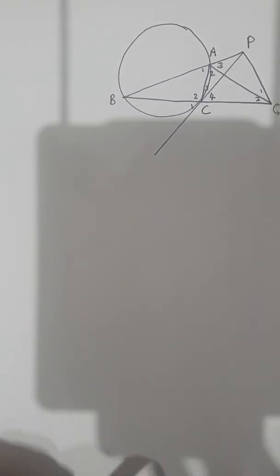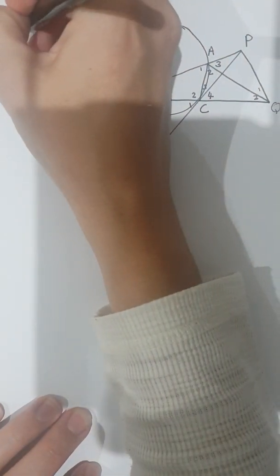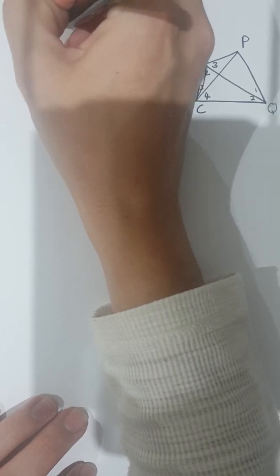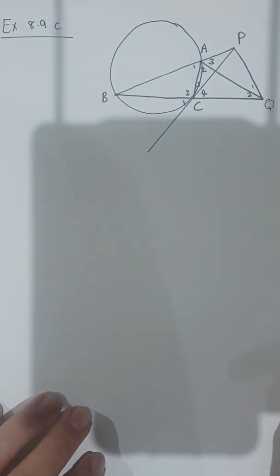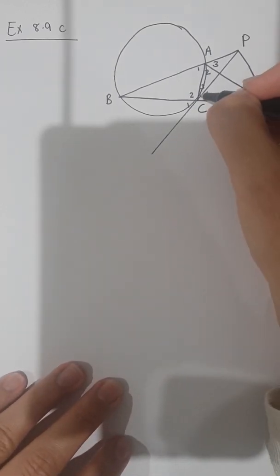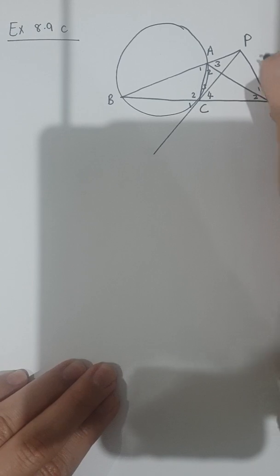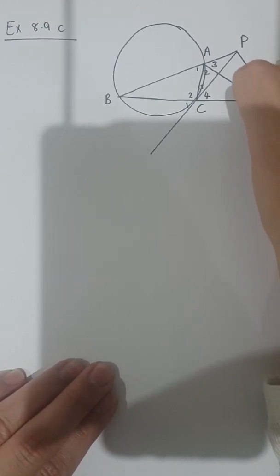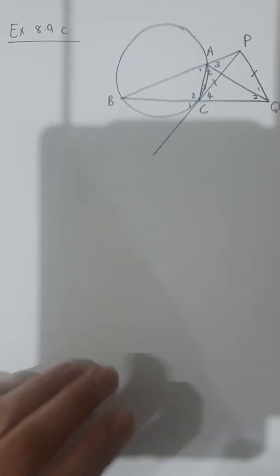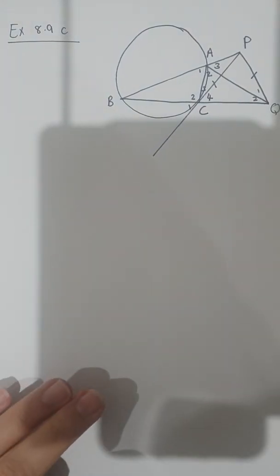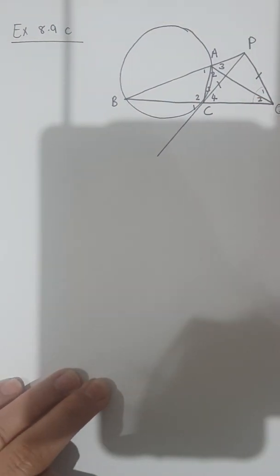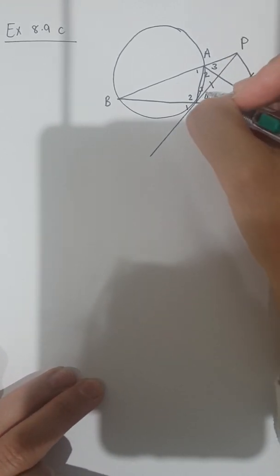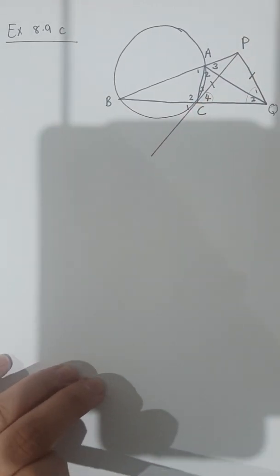I'm quickly going to do exercise 8.9, question C. Okay, so the first question, let's just read that question. A, B, and C are concyclic. BA produced meets the tangent through C, and PQ is equal to PC. So that means that this angle is equal to C4 over there.